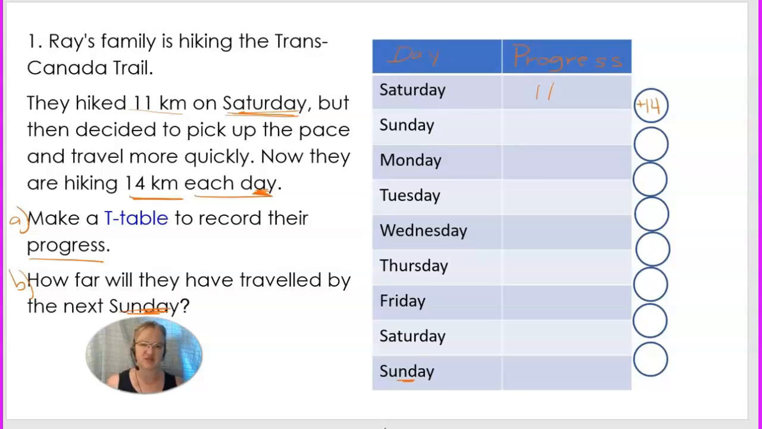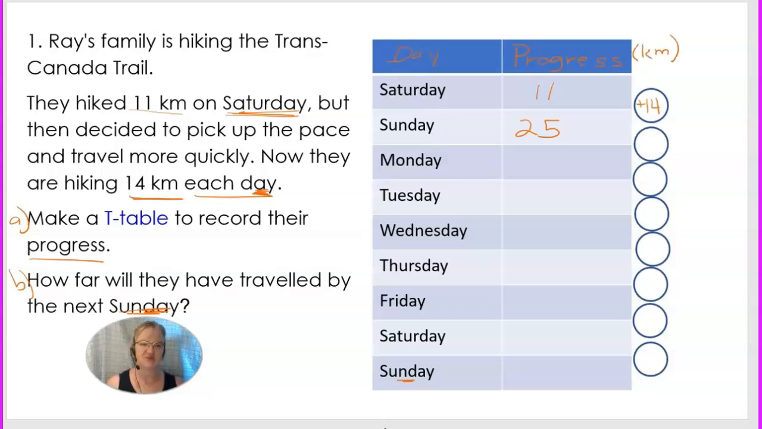But then they picked up the pace, so on Sunday, their progress would be how far they went on Saturday plus how far they went on Sunday. That would be how far down the trail they are. So 11 plus 14, 1 plus 4 is 5, and 1 plus 1 is 2. So 25 kilometers on Sunday. And we should have put up here that it's in kilometers.